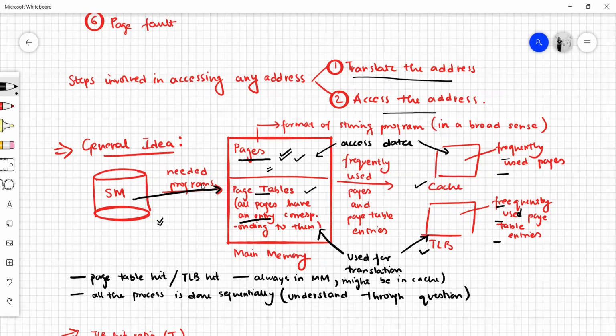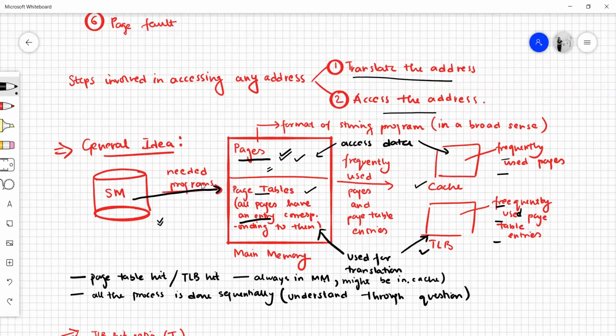Now what you need to know is that if ever there is a page table hit or a TLB hit, always remember that you will find the page in the main memory, and it might even be in the cache. Now all of this process is done sequentially.